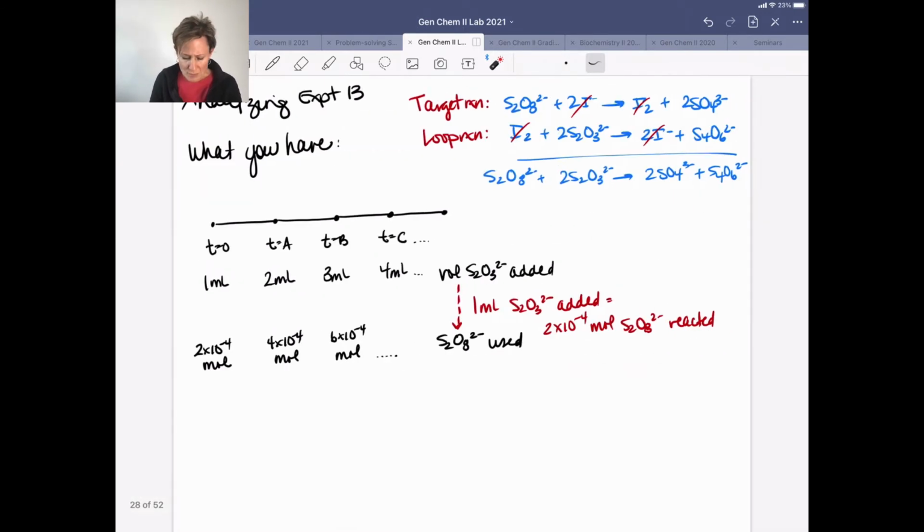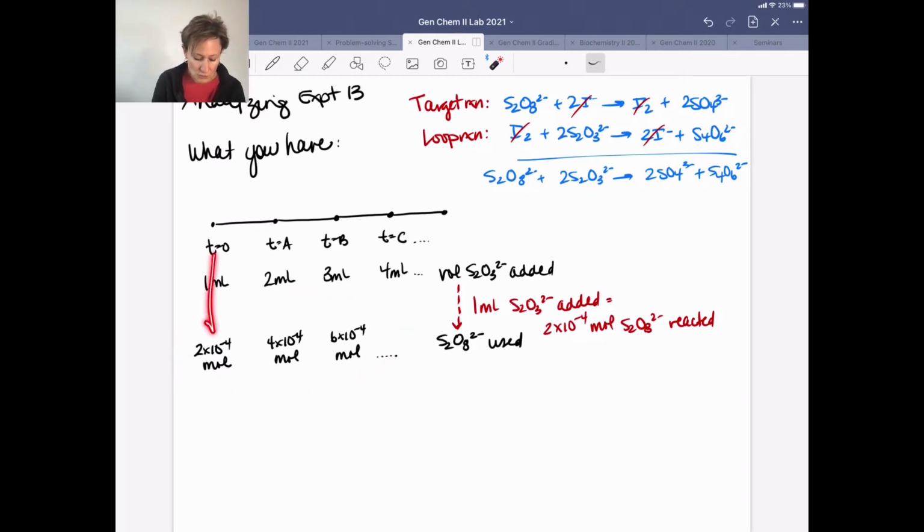So what that really means is, again, we're going to be translating the amount of that loop reagent that we added directly to the amount of S2O8 that we used. So we can use a little reaction stoichiometry here to allow us to relate that, well, when we added 1 milliliter of this S2O3 reagent, it was really using up a certain number of moles of our S2O8 reagent. So that's what I've got kind of written down here.